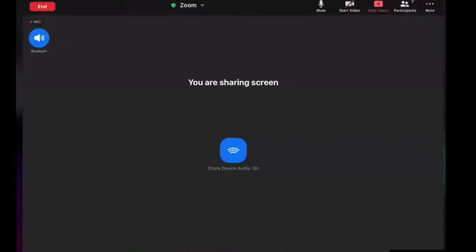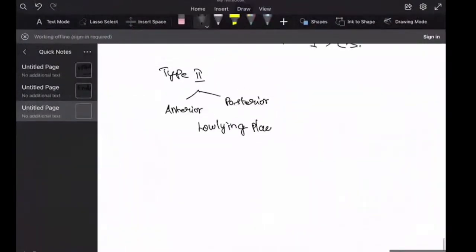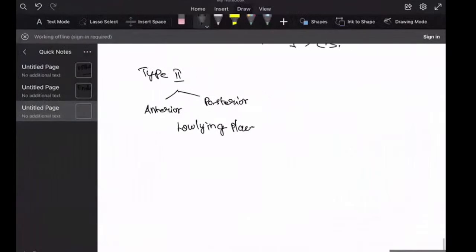So type 2, we have anterior low-lying placenta, and two types in type 2: type 2A and type 2B. Sorry, I forgot to share the screen. Type 2A is anterior low-lying placenta.